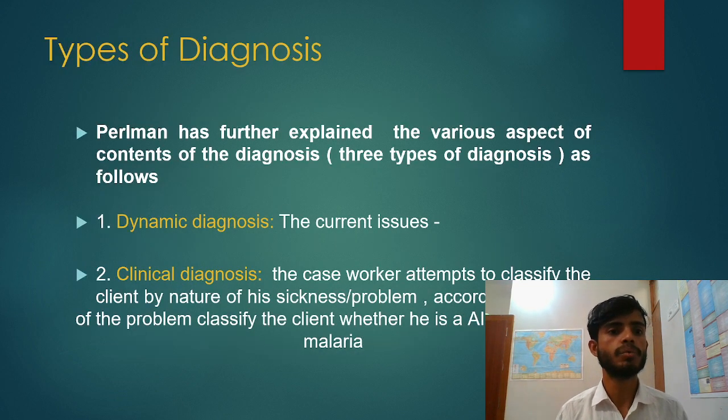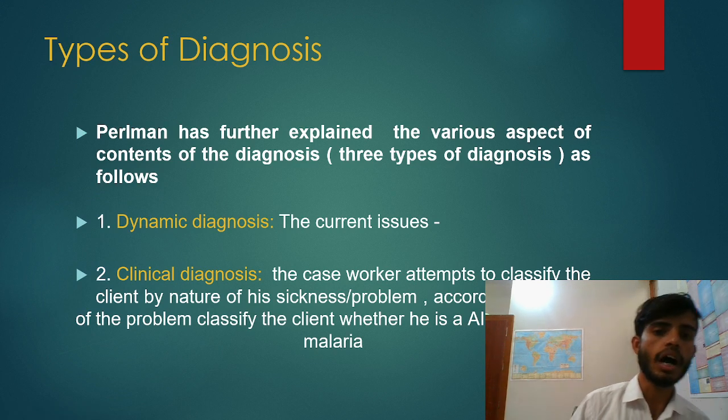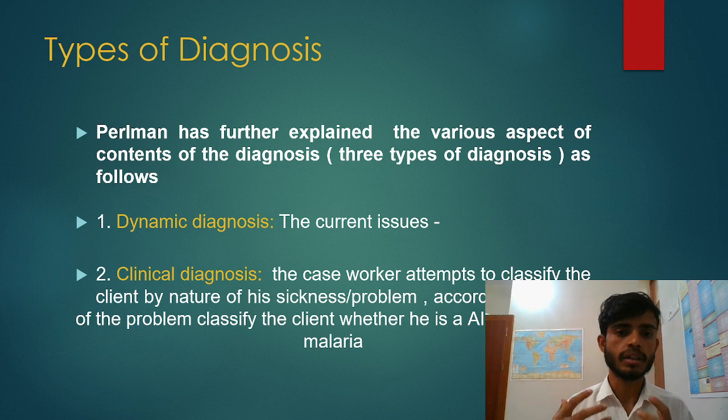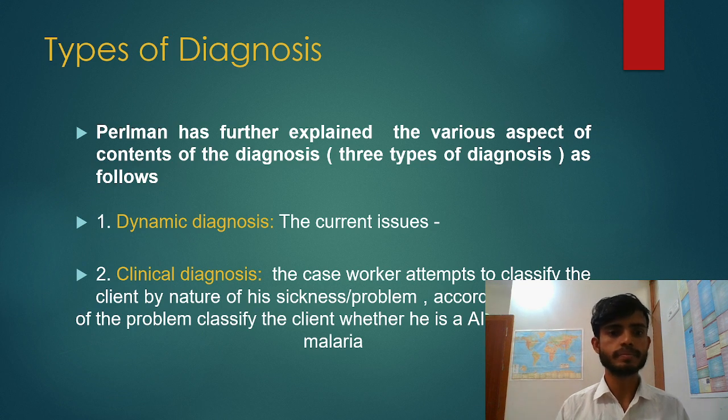According to Perlman, diagnosis is further divided into types. There are basically three types. We have to understand dynamic diagnosis. In dynamic diagnosis, we are trying to understand the current situation of the client, the current social functioning situation, how the client is able to function with the social environment or not. And second is clinical diagnosis.